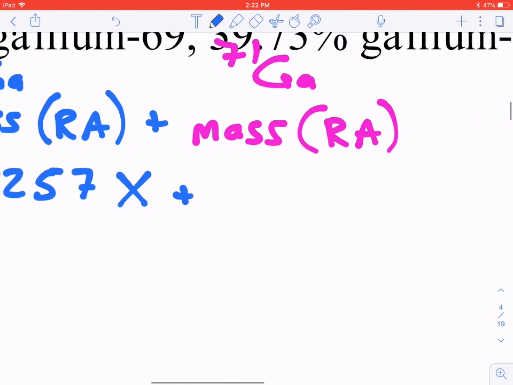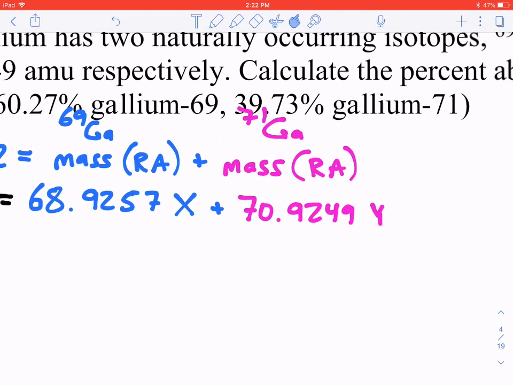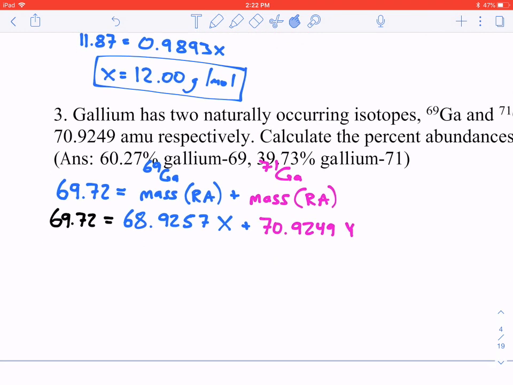Plus, we know the mass of gallium-71. It's 70.9249. We're also looking for its relative abundance, but chances are it's not the same as the blue relative abundance, so let's give that y, right? And so now you say, well, we got a problem here. We have an equation, but it has two unknowns. We have one equation, two unknowns. That doesn't work, but we know something, right?